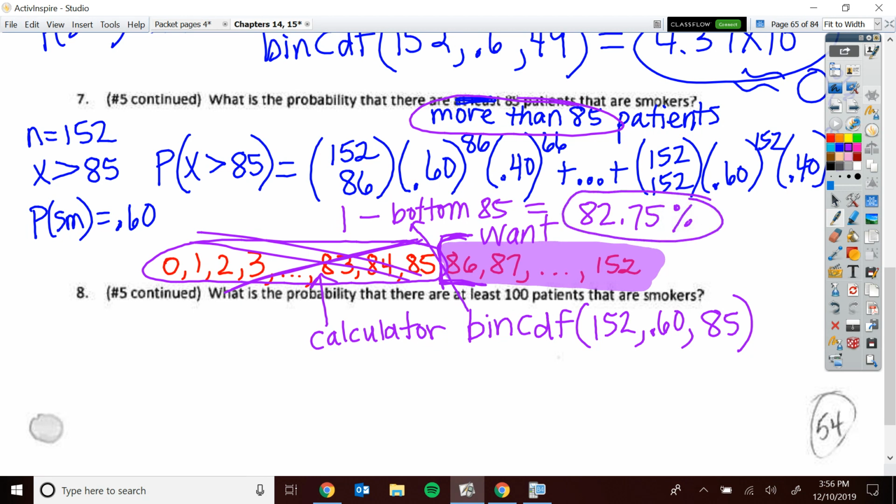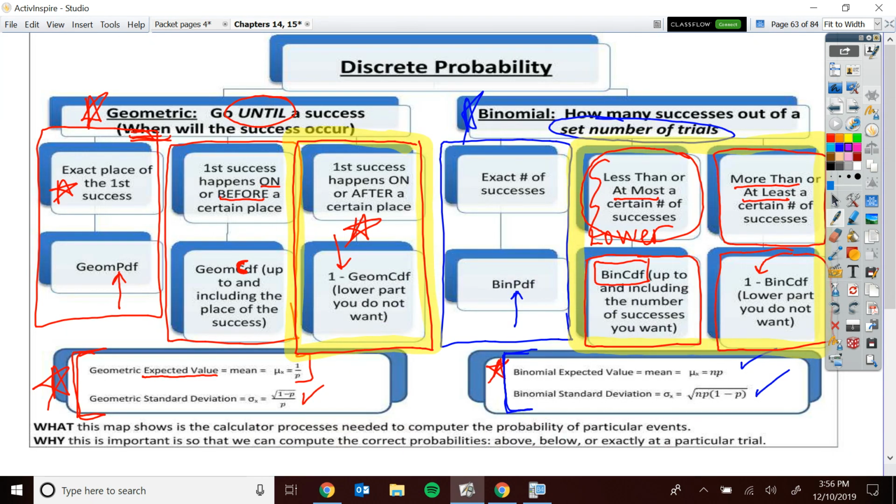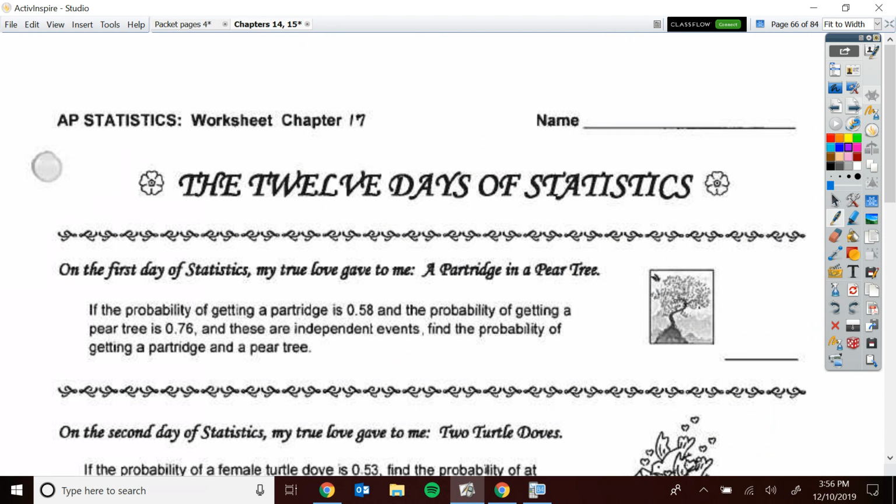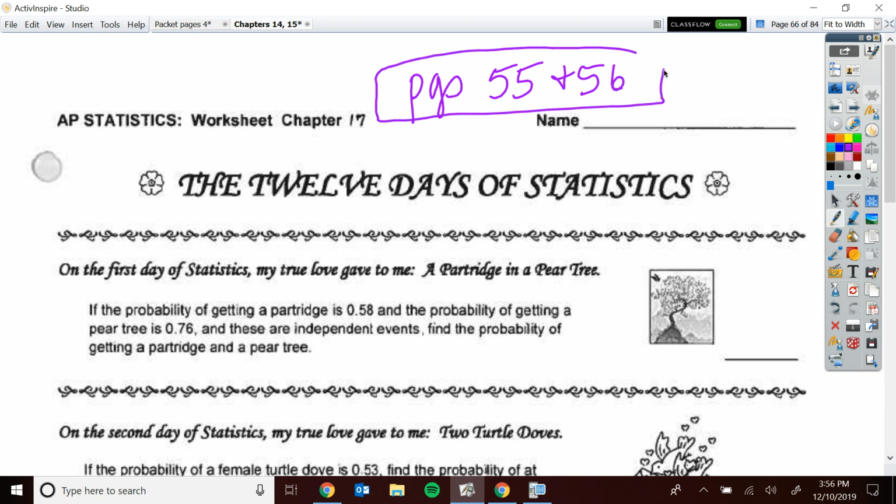So that is hopefully how you can remember to do your at leasts, at mosts, more thans, and less thans, and this thinking map may help you remember all those things plus your notes. Your assignment is going to be the 12 Days of Christmas, which I believe is on pages 55 and 56 in your packet. That's what you're going to be working on for the rest of the class period, and you definitely want to help each other because this basically mixes up everything. It's a mix of all probabilities. All right, have fun with that.